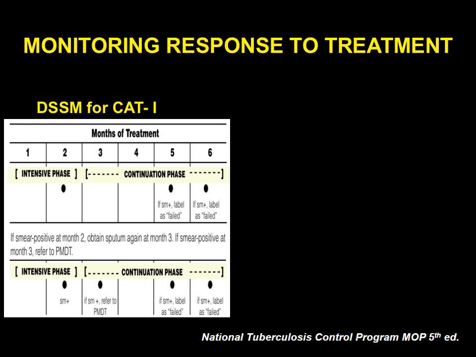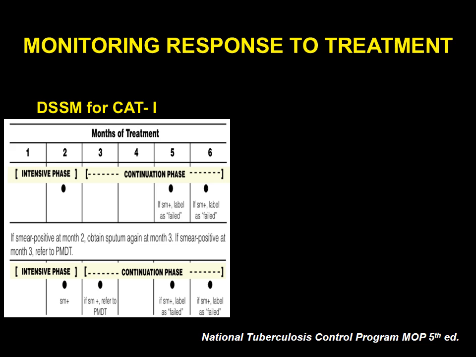Treatment response of PTB shall be monitored by follow-up DSSM. Do DSSM at the end of intensive phase, on the 5th month, and on the end of treatment. For Category 1, if smear positive at month 2, obtain sputum again at month 3. If positive, declare as treatment failure and refer to PMDT for DRTB screening.